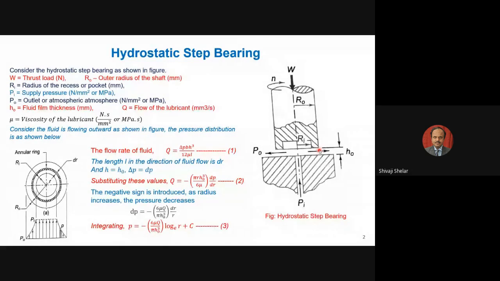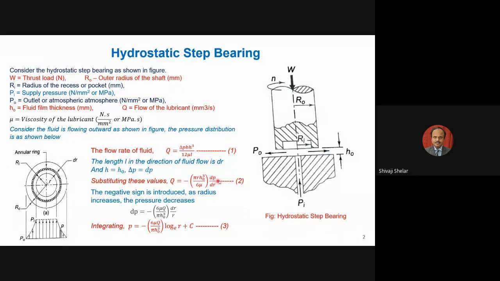So dp by dr: if you plot the graph p versus radius, and take the slope of that p versus r graph, that is dp by dr, that slope has to be always negative for the flow in the radially outward direction. So that's why we have introduced the negative sign here. So we get Q is equal to minus pi r h naught cube upon 6 mu into dp by dr. So this is the second equation, and this negative sign is introduced so that the flow comes positive here.